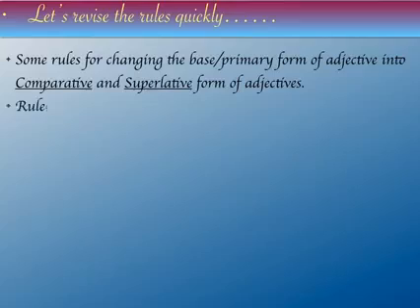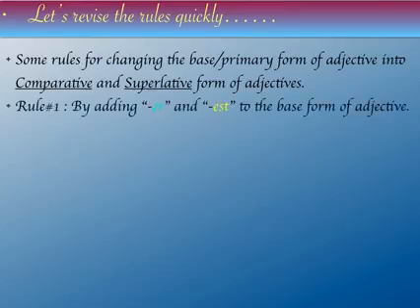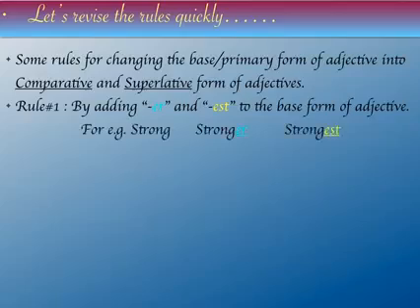So let's see rule number 1, that is by adding er and est to the base form of adjective. For example, strong. So in the word strong, when we add er at the end of the word, it becomes stronger. That is comparative form of adjective. And when we add est at the end of the word strong, it becomes superlative degree.